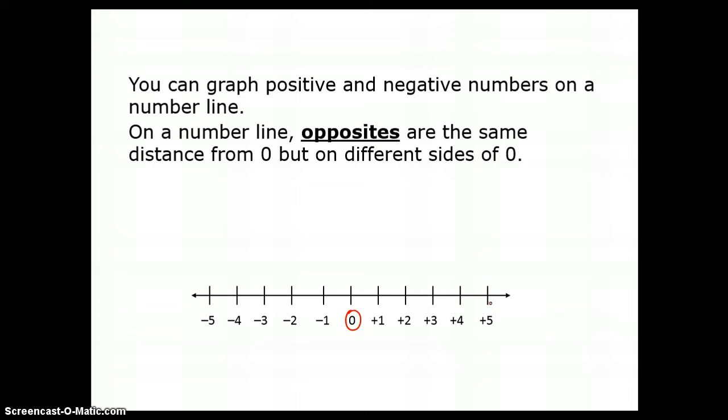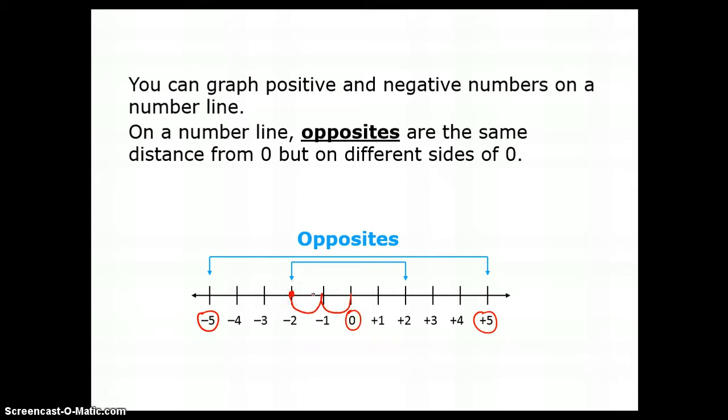On a number line, opposites are the same distance from 0, but on different sides of 0. So, for example, -5 and +5 are opposites, because -5 is 5 units away from 0, and +5 is 5 units away from 0. Same thing with -2. -2 is 2 units away from 0, and +2 is 2 units away from 0.